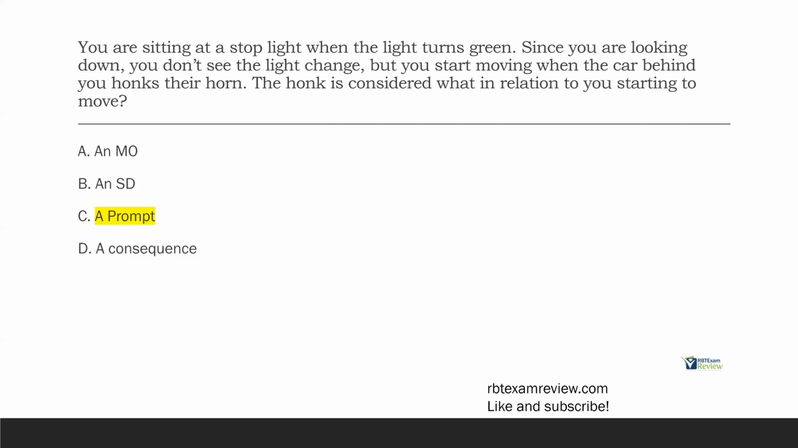Because it matters how we look at the honk, right? The honk is before you start moving. It can't be a consequence. If it said just the honk is considered what? Well, the honk could certainly be considered a consequence of you not moving, right? Again, read carefully, read slowly. This last sentence is usually the most important sentence because it's going to tell you exactly what you're looking for and how to answer the question.